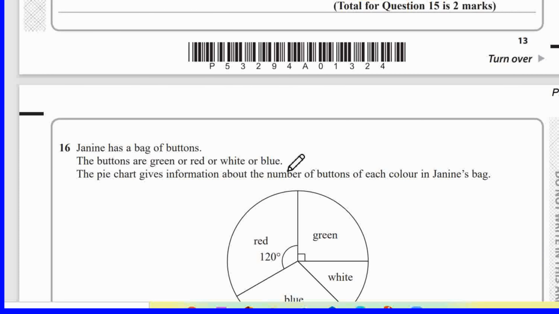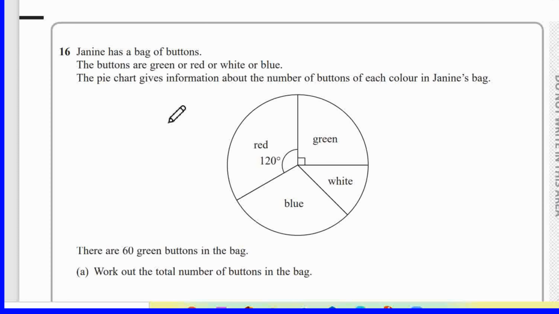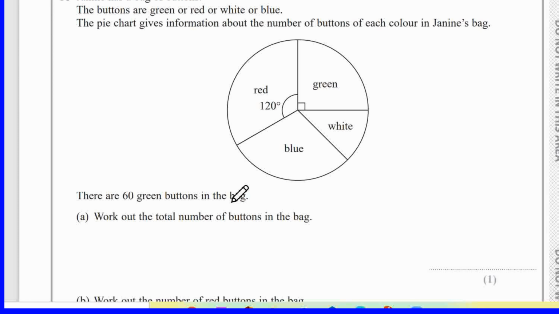Now number 16, Janine has a bag of buttons. The buttons are green or red or white or blue. A pie chart gives information about the number of buttons of each color in Janine's bag. There are 60 green buttons in the bag. What is the total number of buttons in the bag? So we can see this has the right angle. It shows that this is 90 degrees. 90 degrees is 1/4, or a quadrant, 1/4 part of the whole circle.